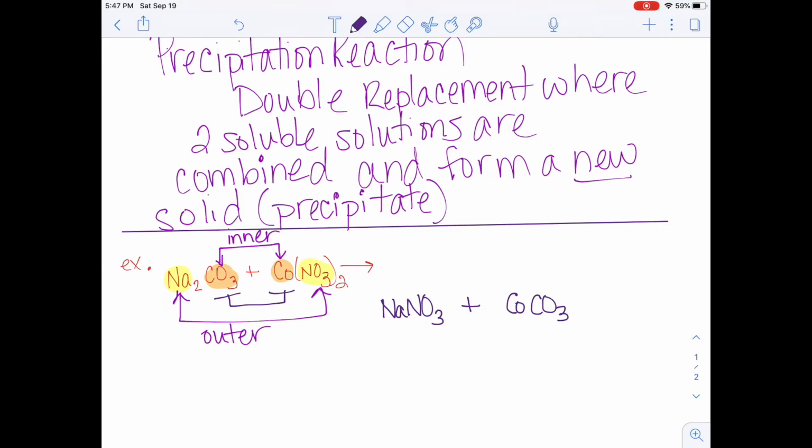And we need to look at the charges to figure out what their formulas would be. So sodium, if we look in the periodic table, has a +1 charge. And nitrate, if you look on your polyatomic ion list, has a -1 charge. So we know those are going to balance out to 0 or crisscross to 1 and 1. So our formula is going to be NaNO3, where we don't write the 1.